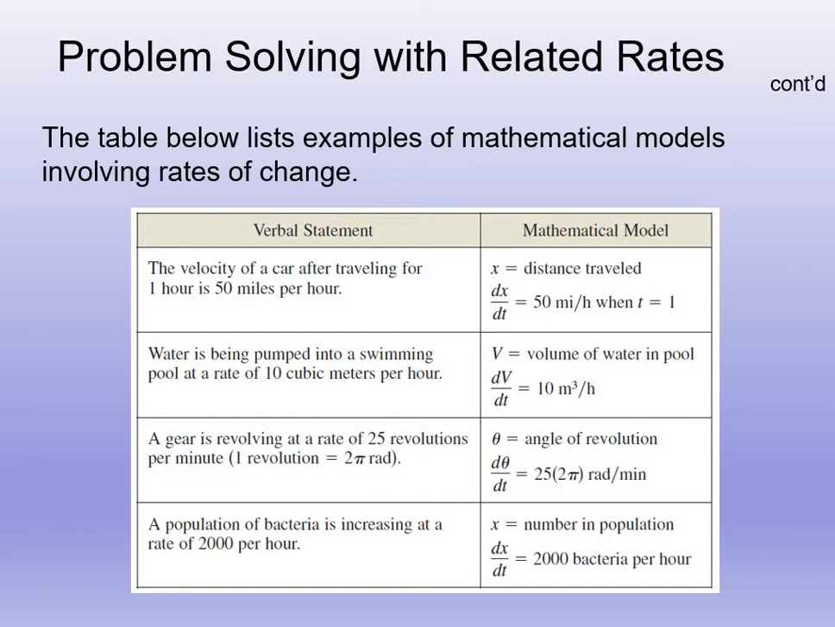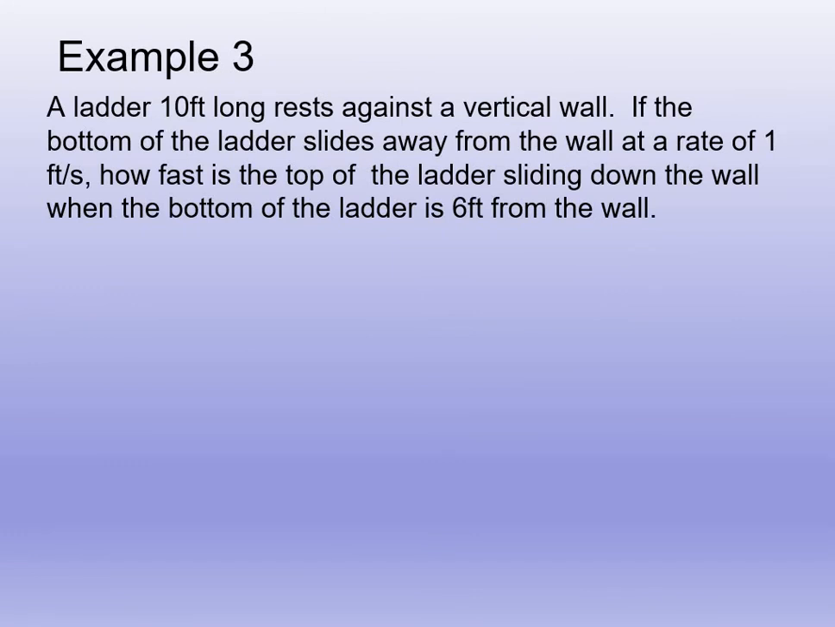Okay, we have a gear revolving at a rate of 25 RPMs, and we have to know that 1 revolution is 2 pi radians. So theta is our angle of revolution because we're going in a circular motion. It's rotating. So we know that d theta dt is 25 times 2 pi radians per minute. If we talk about population versus time, we have bacteria increasing at a rate of 2,000 per hour. So x has to represent our population, and dx dt, the rate at which we're growing, is 2,000 bacteria per hour. So that's just how we pull those things out.